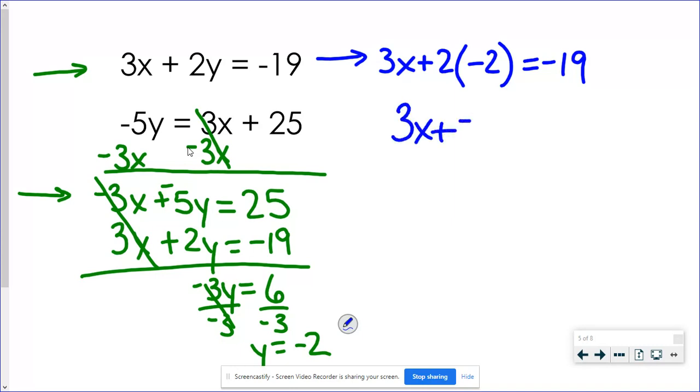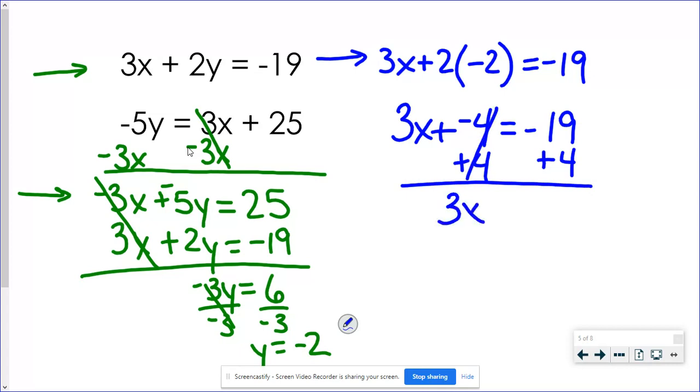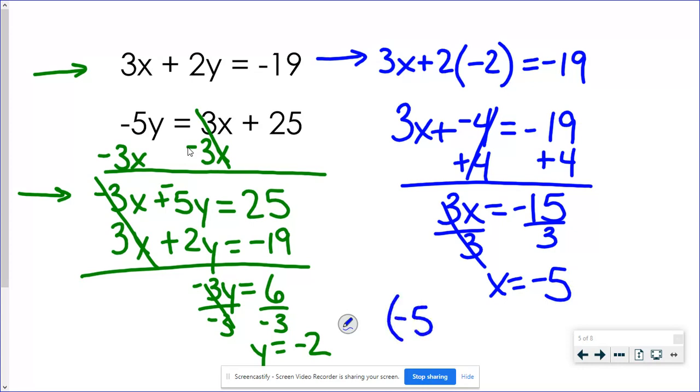So 3x plus a -4 equals negative 19. I would add the 4 to get rid of that. So I get that 3x equals negative 15. And x is negative 5. So my ordered pair, x and then y, would be negative 5, negative 2.